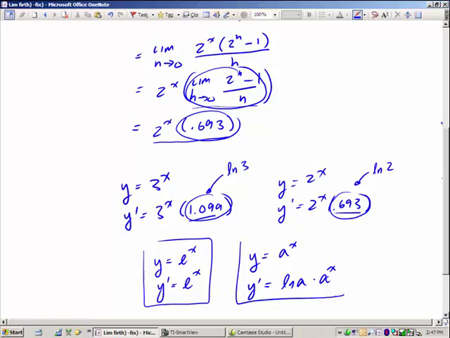Morgan, you're saying that if you just remember this second rule, you actually don't need the first rule. Is that true? Because if it was e to the x, it would be the ln of e, which is just one. 1 times e to the x. All right, good. So there's the exponential rule.